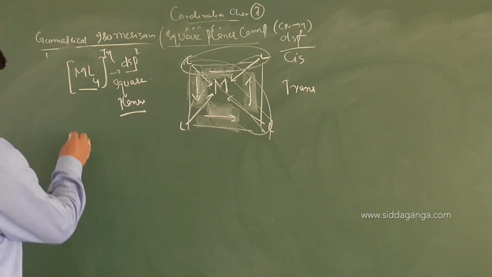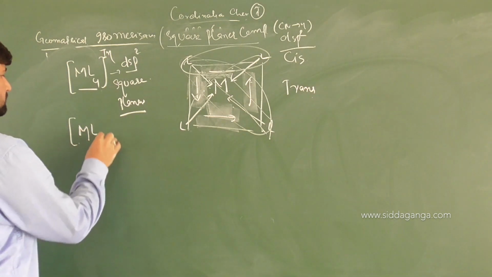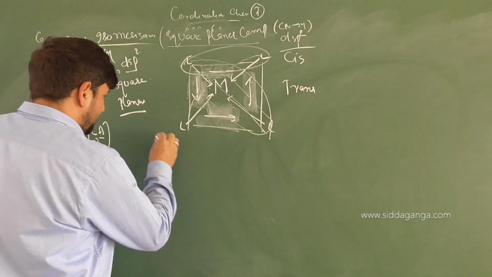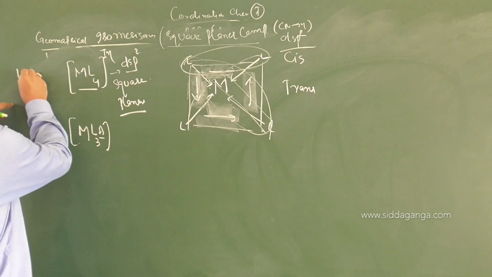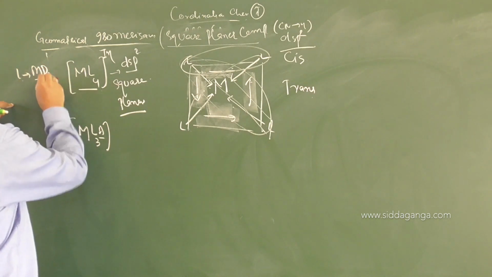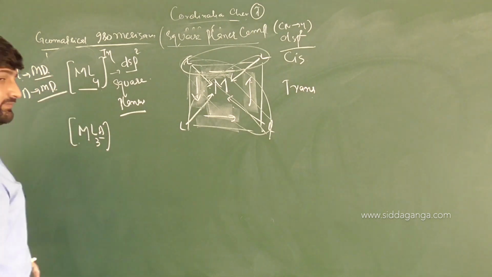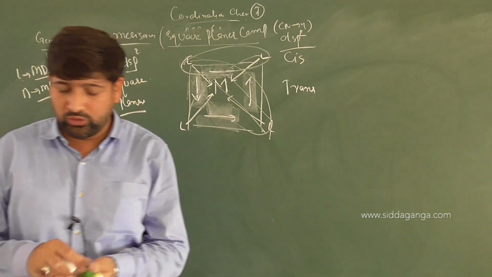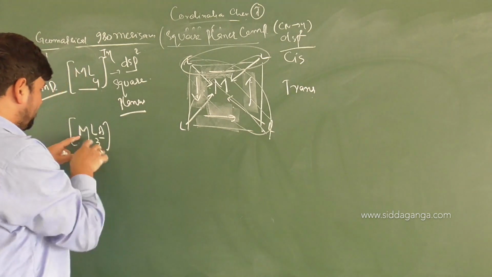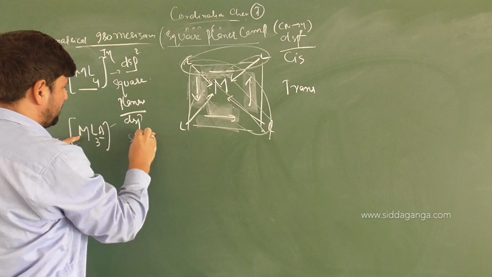Let us change this case and make it ML3A type. I'll write it here. L is a monodentate ligand, and A is also a monodentate ligand. Both L and A are what? Monodentate ligands, right? So if I have ML3A, again it is dsp2 hybridization, and again it is square planar, right?